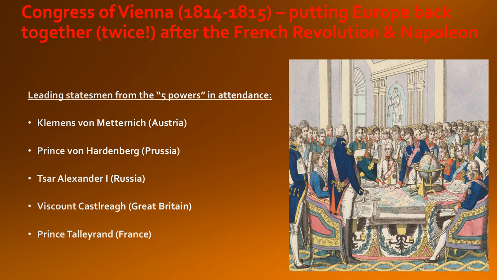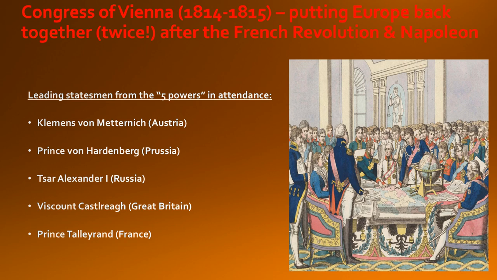von Hardenberg. The Tsar of Russia sent himself, Alexander I, the guy who defeated Napoleon in Russia. The British sent their foreign minister, Castlereagh, another big name at the time, heavyweight statesman, diplomat. And France actually got to participate, surprisingly, and they had Prince Talleyrand on hand. And probably fortunate for them that they did.